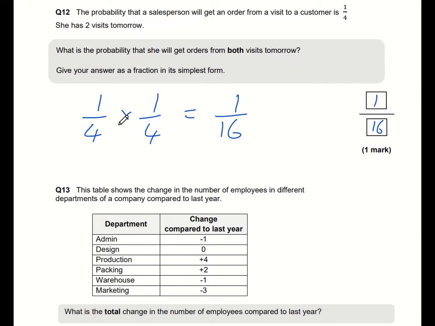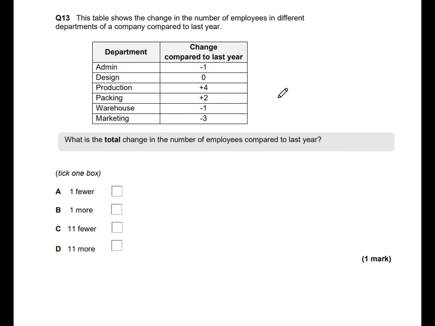If we add the fractions, we get 2/4, which is 1/2. So that wouldn't make sense, because that would say the probability is greater for getting both sales rather than just getting one sale.